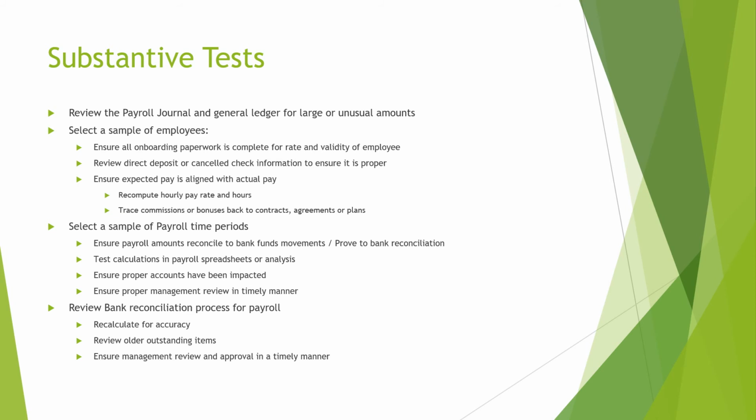Then we'll move on to the bank reconciliation process, see the ins and outs, recalculate it for accuracy, really look at old outstanding items, because when you think about it, when it comes to payroll, there really shouldn't be too many outstanding items. But every now and then you might find a check that was sent to a former employee or sent to an employee that just never cashed. Just review that process with the management and make sure that we know what we're going to do with those outstanding checks. We might have to escheat those, which would mean turn them over to the state if they've been out there for more than 3 years.